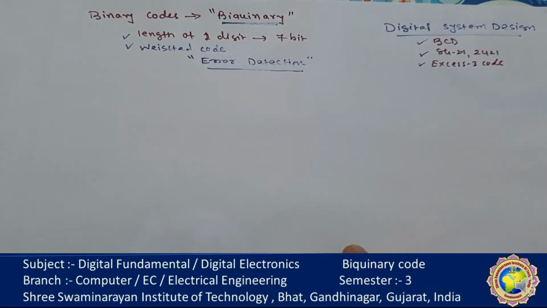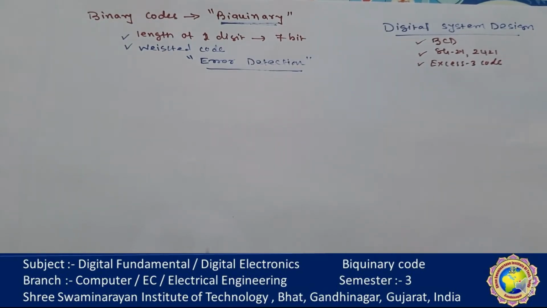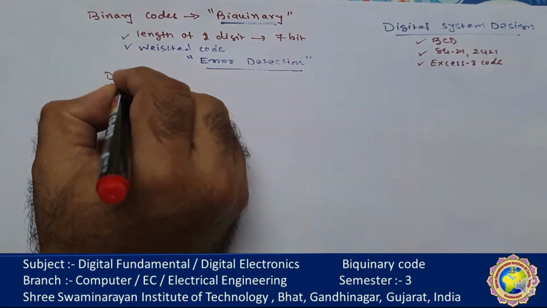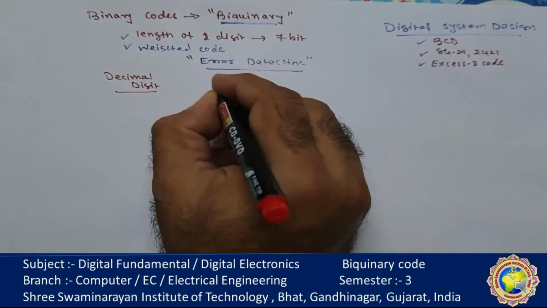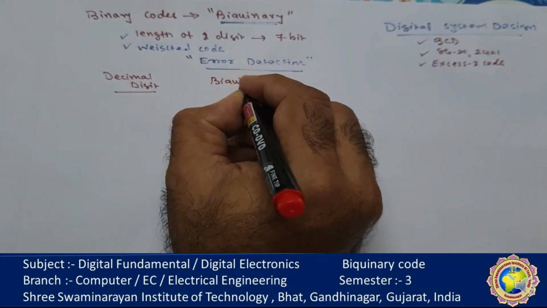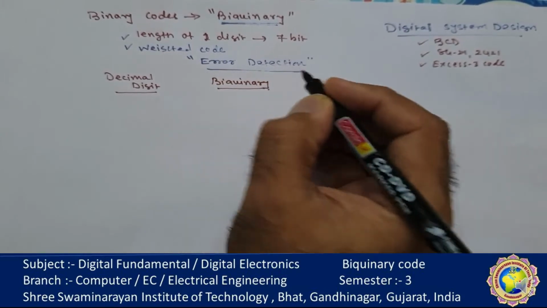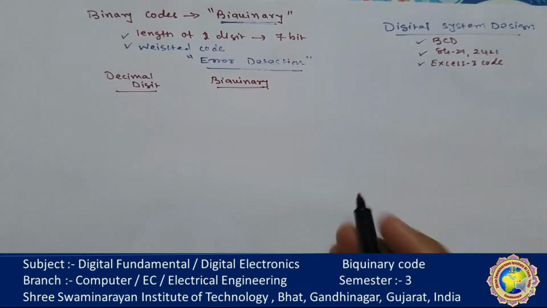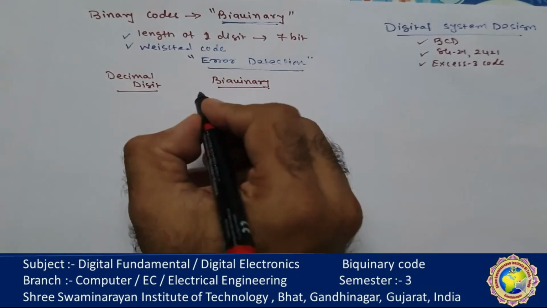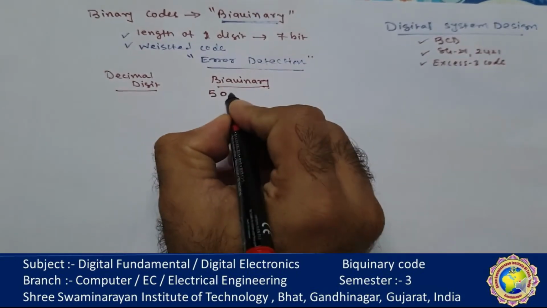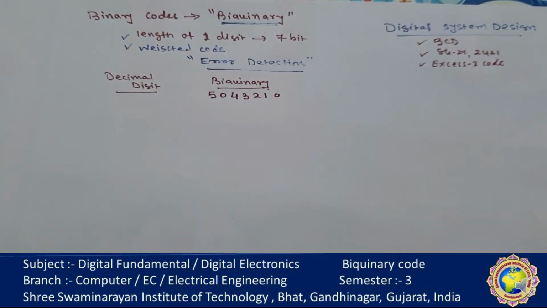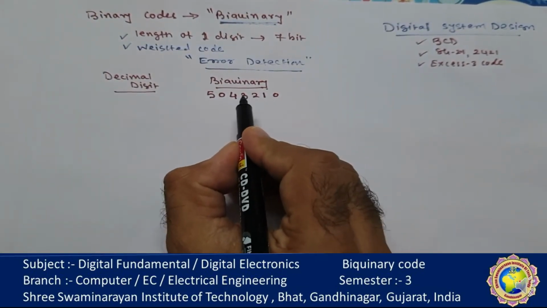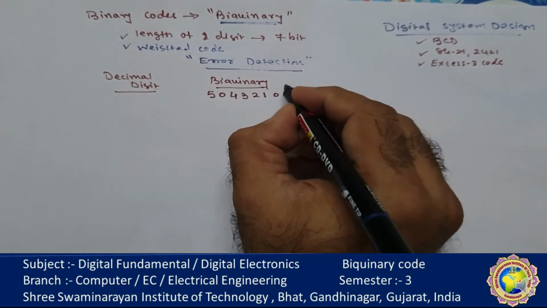How can it be helpful for error detection? Before we understand that, let us see how the decimal digits 0 to 9 can be represented in this binary code. As I already mentioned, it is a 7-bit weightage code, and the weightage is 5 0 4 3 2 1 0, so 1 2 3 4 5 6 7, total 7 bits.